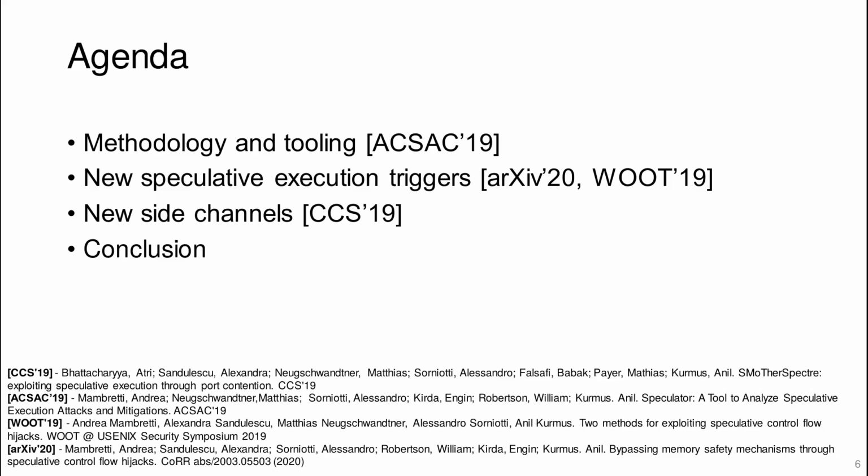We come up with a new methodology and tooling, and the method and tool that we describe are instrumental for the subsequent findings. In particular, we describe new speculative execution triggers, that is, new ways in which an attacker can influence the speculative control flow of a victim process and get it to speculate interesting sequences of instructions. And finally, we present new side channels, that is, new ways in which the attacker can extract interesting information from the victim.